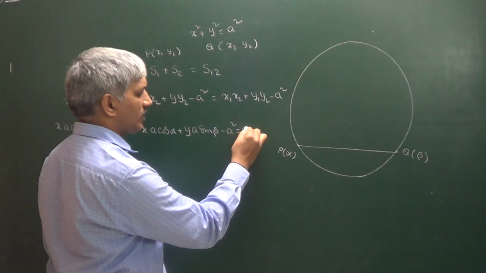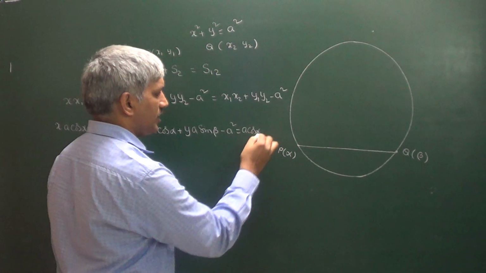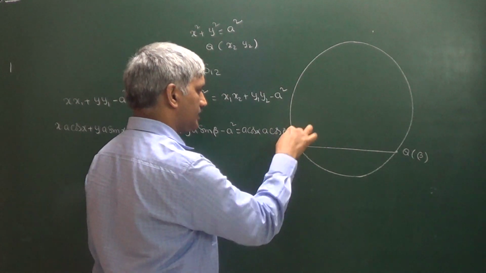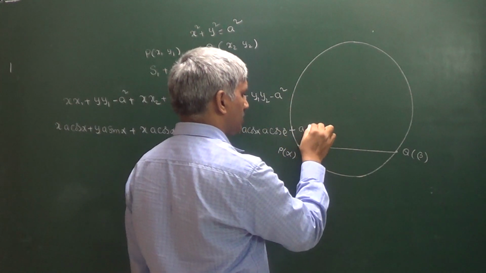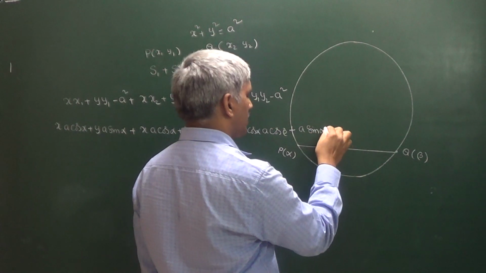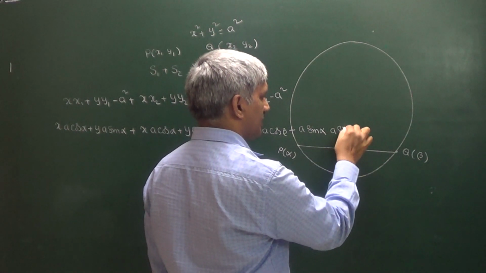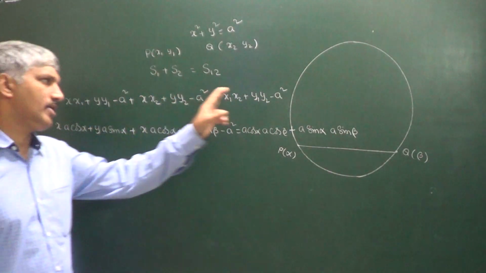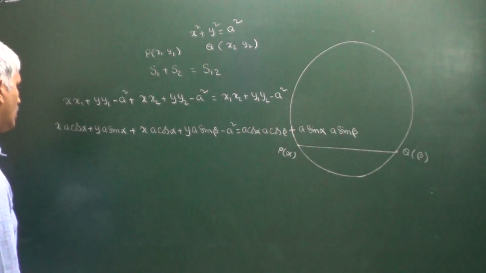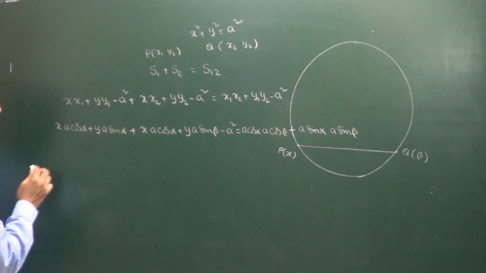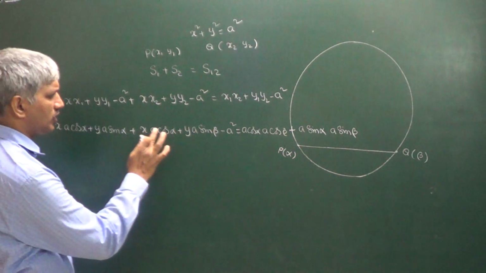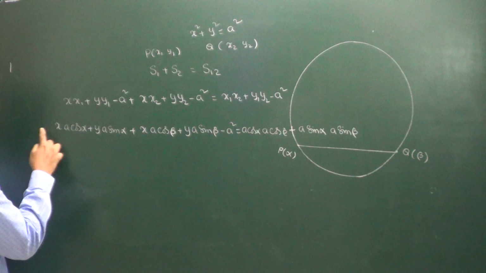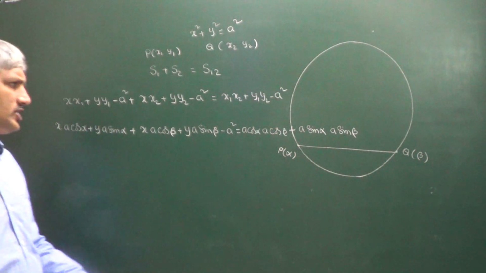In place of x1 we have to write a cos alpha, in place of x2 we have to write a cos beta, plus in place of y1 we have to write a sin alpha, and in place of y2 we have to write a sin beta. So here minus a square cancels, that is the reason we left this part. Now here we can write x2 is equal to a cos beta. So in the entire equation you can observe, we can cancel a.